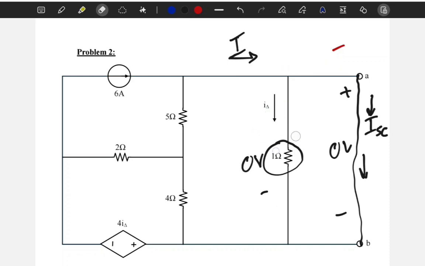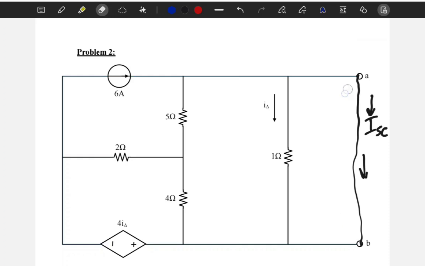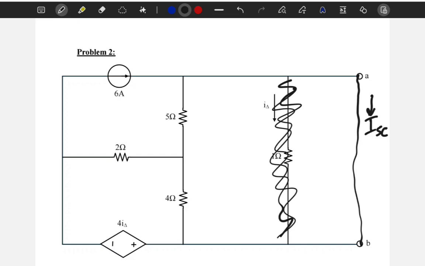So, the 1 ohm resistor is shorted, and I can simply ignore it. Like, it doesn't even exist. Nothing is here, because there is no voltage drop across the resistor and there is no current. So this doesn't exist. Now what can I do more?